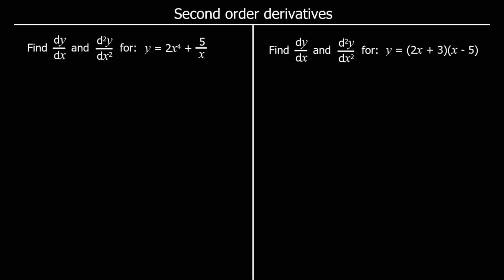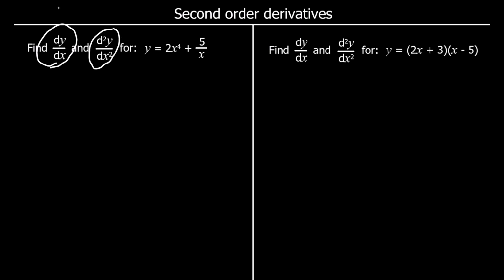In this video, we are looking at second order derivatives or second derivatives. The second derivative tells us the gradient of the gradient, whether the gradient is increasing or decreasing. So if our first derivative is dy dx, our second derivative is written in this notation, d squared y dx squared.